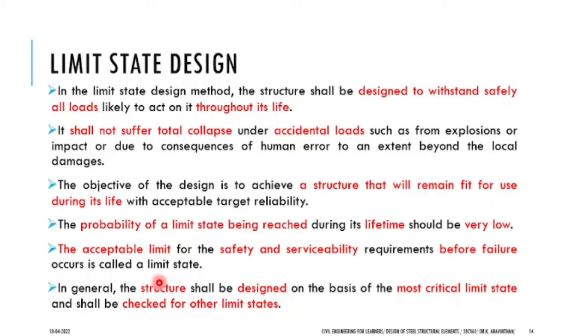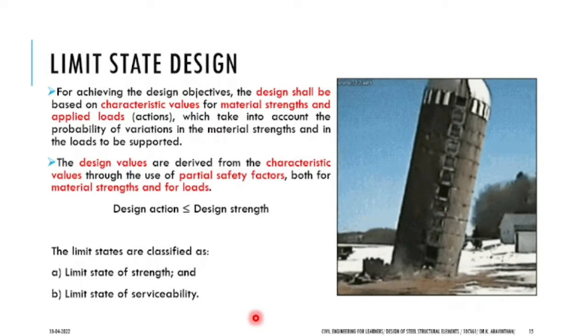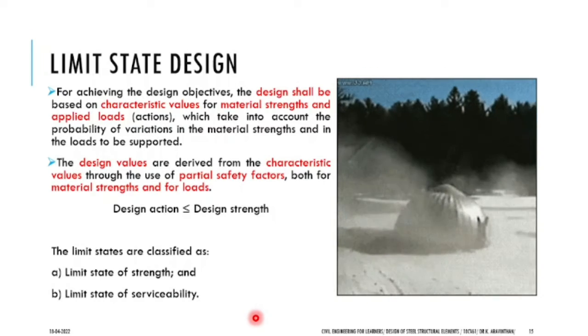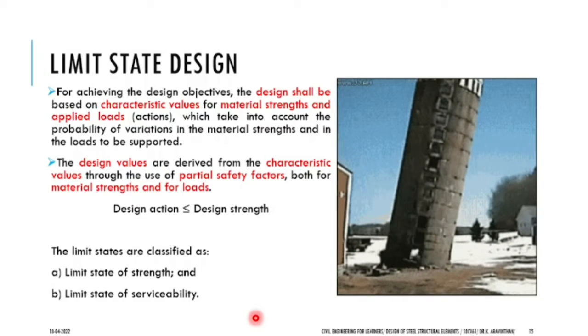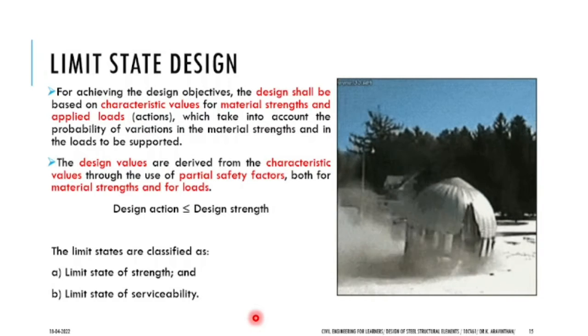The acceptable limit for the safety and serviceability requirement: these are the two key points. The limit which is given for safety and serviceability before failure is called the limit state, which is also given in the code book. Okay, so let me give an example. Your structure should fail like this. If you are an engineer, this should be the understanding of your engineering knowledge.